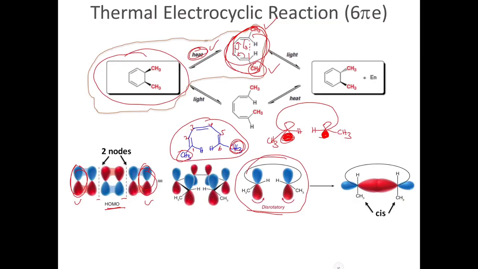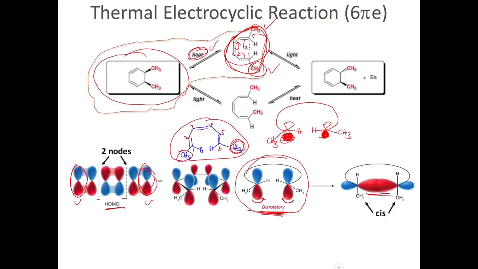Okay? So if we do it that way, this is going to be counterclockwise and this is going to be clockwise. So if we have different kinds of directions or rotations so that we can have them meet together, we say that is disrotatory.